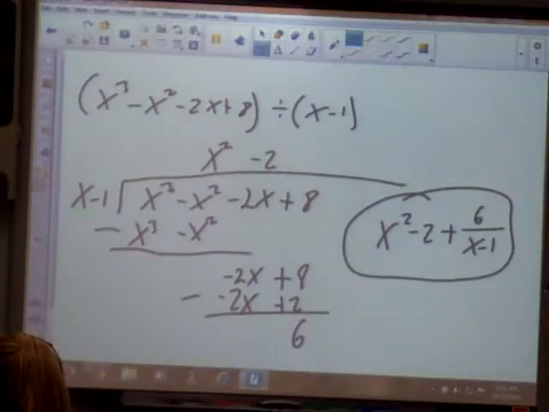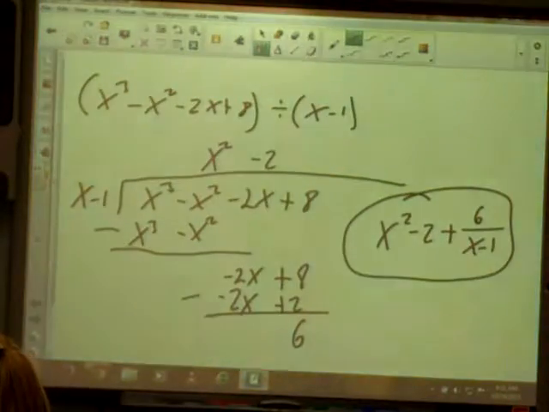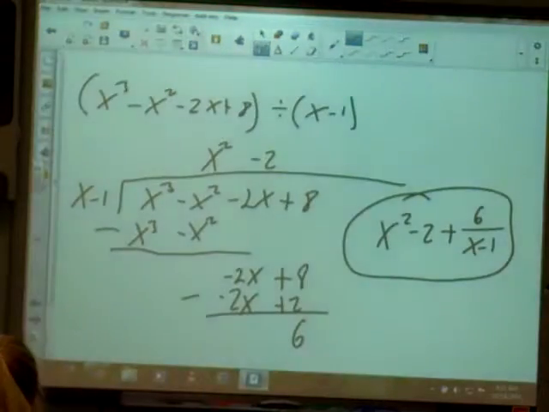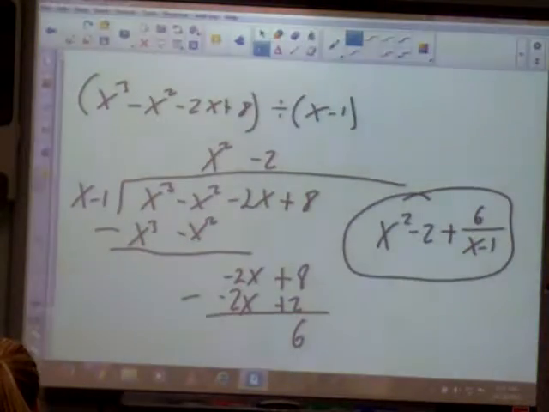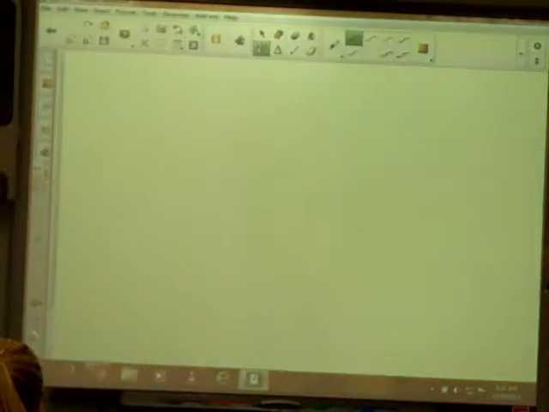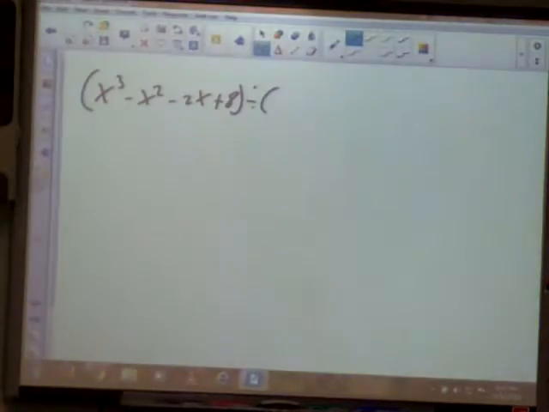Alright. I'm going to do that same problem now with synthetic division. You got what you need off that page? Those first two have been long division. Now I'm going to do that same problem with synthetic division. It takes less time than long division. Alright, let me copy my problem again. It was x cubed minus x squared minus 2x plus 8 divided by just x minus 1.